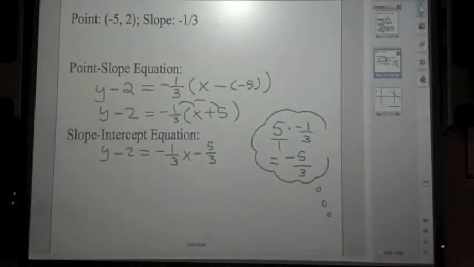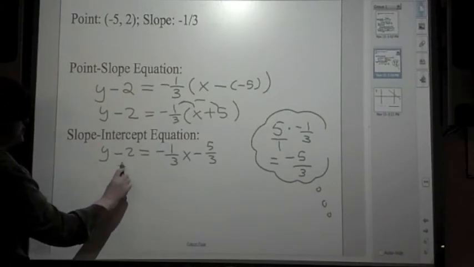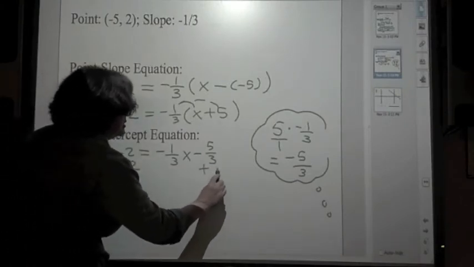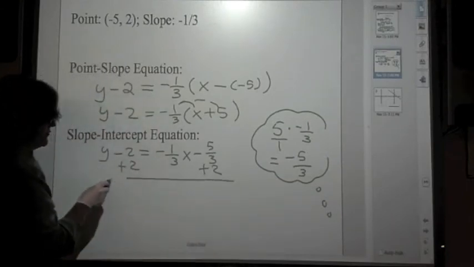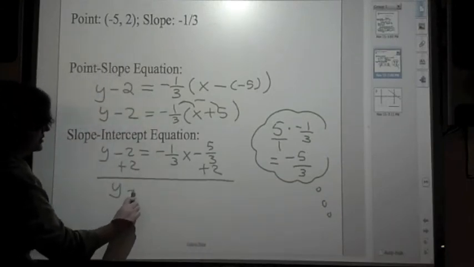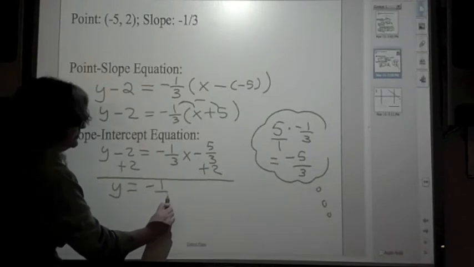We're still not done though because we've got this minus 2. I think you know what to do. We're going to add 2 to both sides. It's going to be a little awkward. We've got a fraction and an integer to deal with, but we can cope.